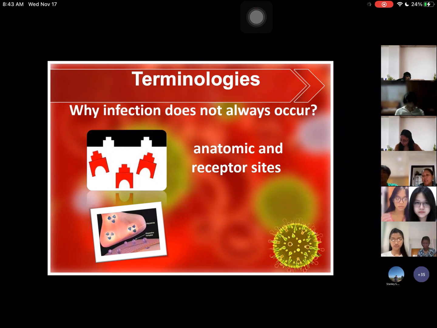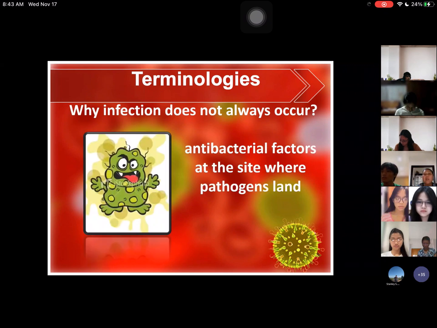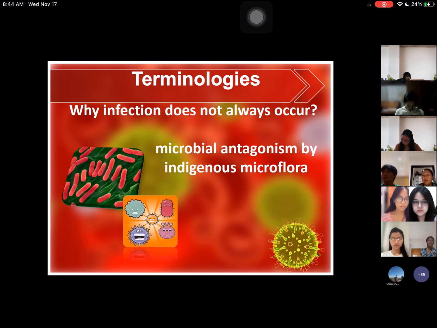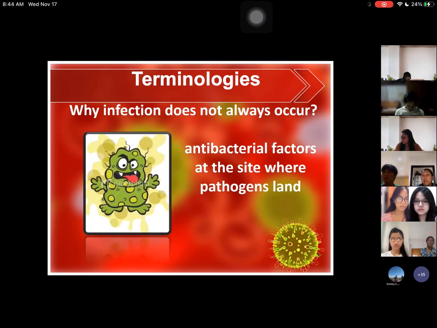Another reason is the antibacterial factors at the site where pathogens land. There will be antibacterial factors in the sites where the pathogens may be killed or destroyed. So we have the term bacteriocins. Bacteriocins are proteinaceous toxins produced by non-pathogenic microorganisms that usually colonize our digestive tract.